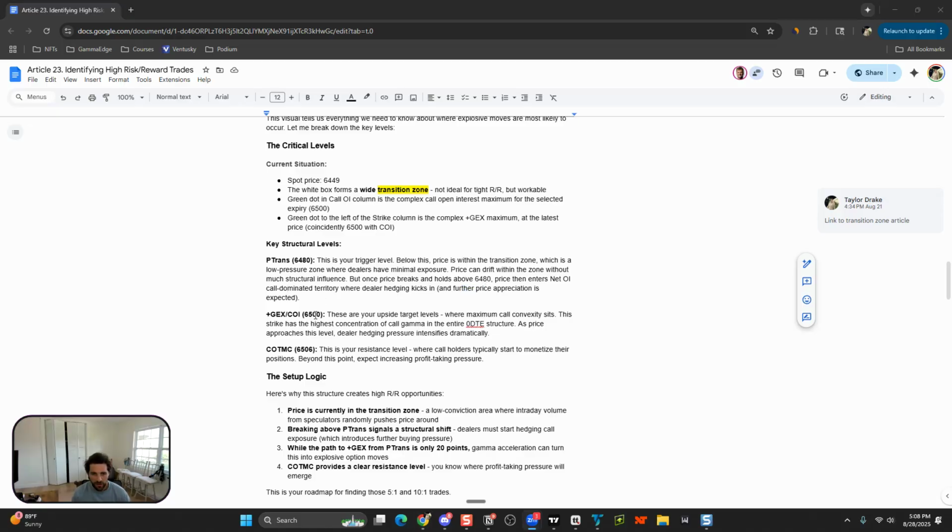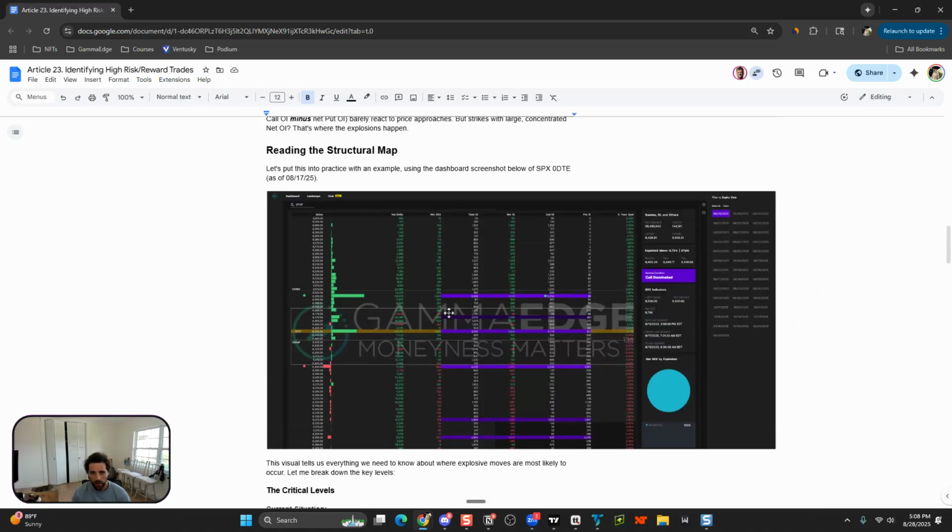And then again, 6,500 in this example, this is where the max convexity is. We've just talked about all that, where we expect to see call monetization, that key upside level. And so in this example, the top of our transition zone was 6,480. The target was 6,500. Yes, that's only 20 points, but you understand where to get in and where to get out. So it's a very asymmetric trade just in terms of points, in terms of, you could be risking a couple points to make 20 points. And especially when you add in the leverage of options, those 20 points can be significant gains.